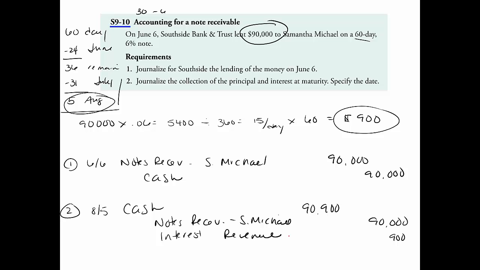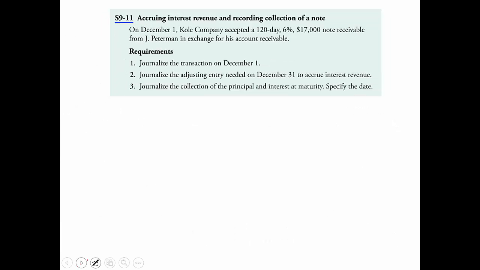And let's see. I have 2 more here that I want to show you. On December 1st, we accepted a note in exchange for an accounts receivable. So instead of giving them cash, what we're really doing is transferring it from accounts receivable to their notes receivable. So what happened is, when their accounts receivable came due, they didn't have the money. So they asked me for extra time. And so I said, okay, I'll give you 120 days, but now I'm going to charge you interest. And so this is how this one works.